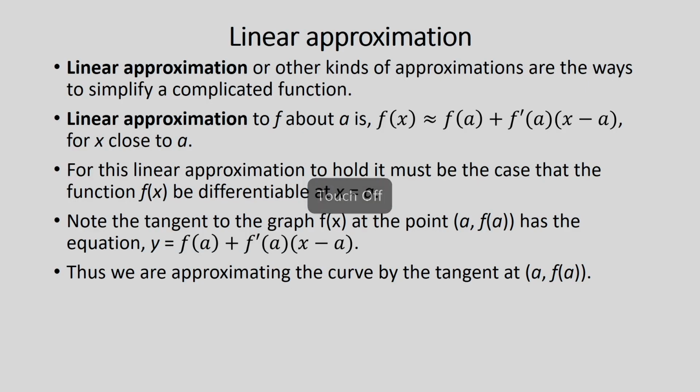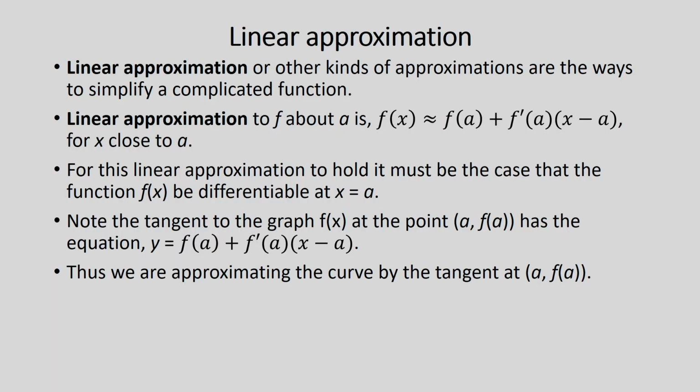So, this is called linear approximation, this particular topic. Linear approximation or other kinds of approximations are ways to simplify a complicated function. As we have seen, a function could be very complicated in its properties, it could have many twists and turns, but can we simplify a function by making it a linear function? If it is a linear function, then it is very simple to deal with, and the properties are very straightforward.